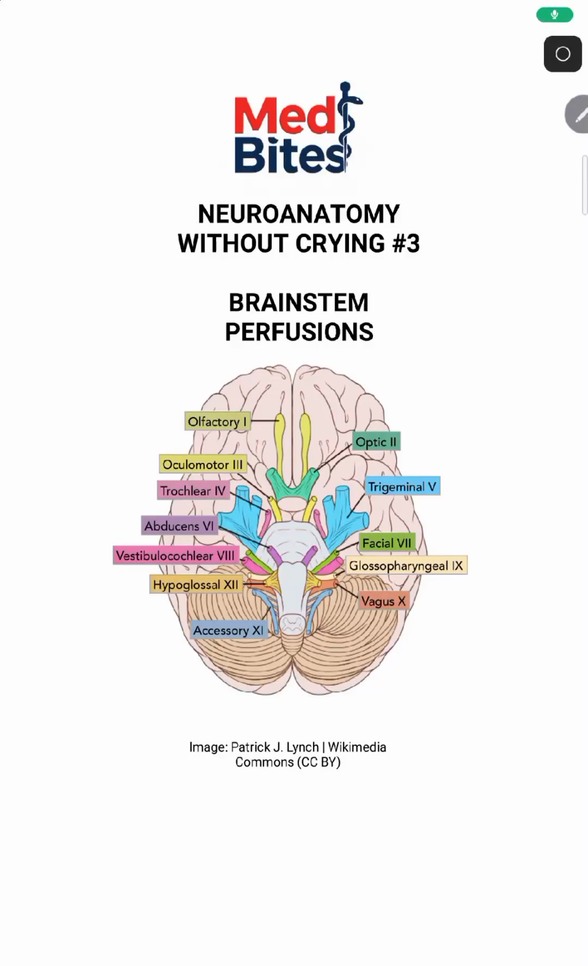We've learned about the anatomy of the brainstem and how to label the cranial nerves and where they come from. And now it's time to learn about the perfusion to the brainstem, so the blood supply. Welcome back to MedBites. This is part 3 of Neuroanatomy Without Crying.